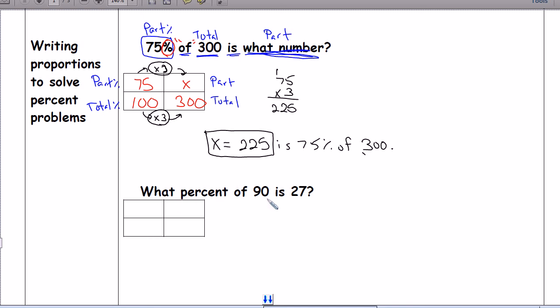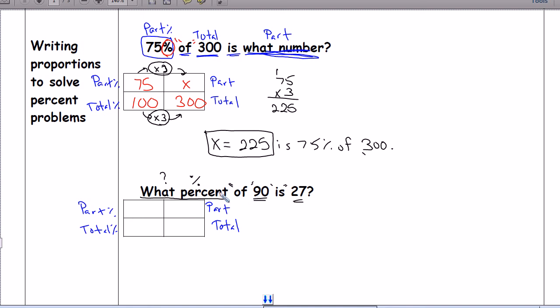Now let's look at this one. What percent of 90 is 27? There's the keyword "of": 90. "Is": 27. And they're asking us for what percent. We don't know the percent. So we're going to do the same thing as we did on the top. I do want you to write down your labels: part of the percent over the total percent. This way you know exactly where they're going to go. Also notice that on the top we have parts: part equals part and total equals total. Here we're talking about percentages, and here we're talking about the number itself.